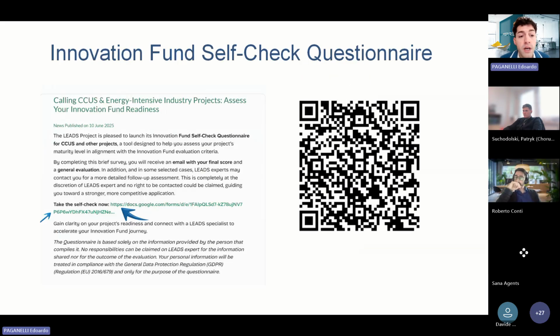We have also developed a so-called Innovation Fund self-check questionnaire, which is also available on the LEADS website, a tool designed to help you assess your project's maturity level in full alignment with the Innovation Fund criteria. You can complete this brief survey and you will receive an email afterwards with a final score and a general evaluation. In addition, in some selected instances, LEADS experts may contact you for a more detailed follow-up assessment. You can complete the test online just by scanning the QR code or visiting our website.